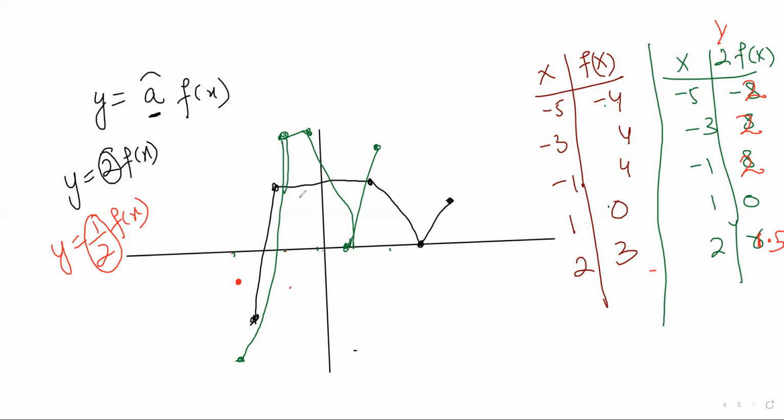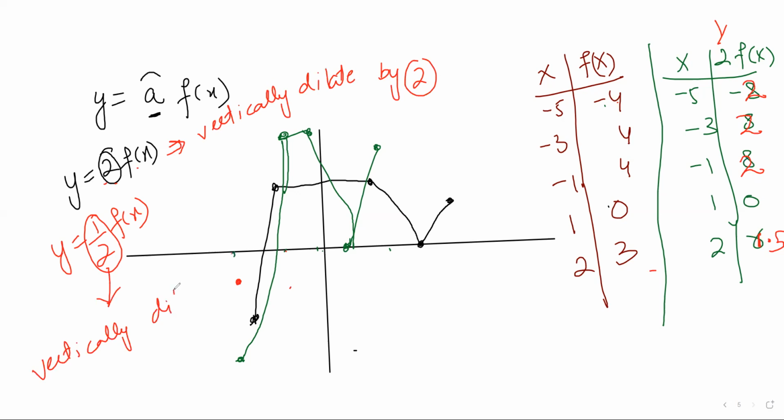Are you getting it, or should I draw it? Yes, I'm understanding. This is way simpler, so I'm going to write in words. If it is multiplication by a factor 2 or factor k, in words we say vertically dilate by 2, or by whatever the number here is. And if it is 1 by 2, we will say vertically dilate by 1 by 2.